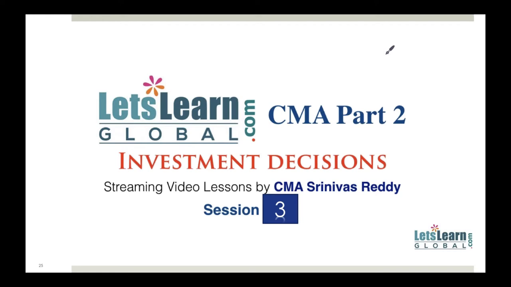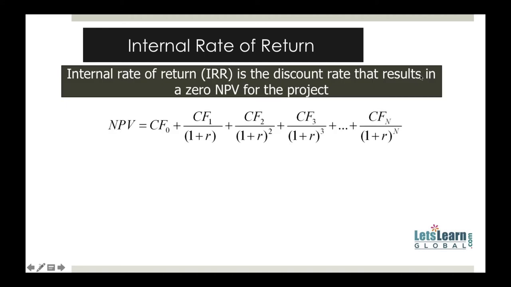In this session, we'll discuss two other techniques, which are IRR, internal rate of return, and ARR, accounting rate of return, or average rate of return. Accounting rate of return is also known as average rate of return. These two techniques are very much used in capital budgeting evaluation, investment evaluation. Let's begin with the internal rate of return.